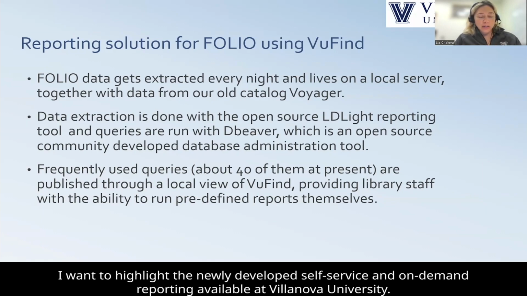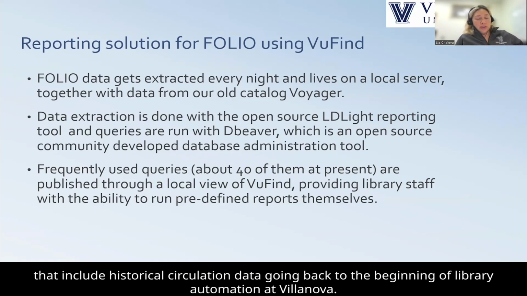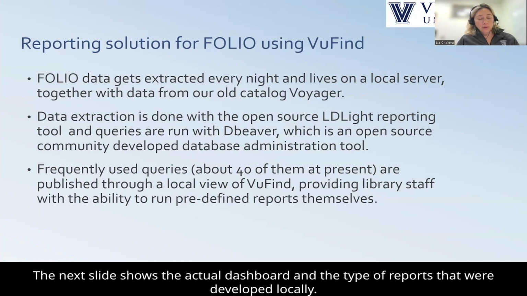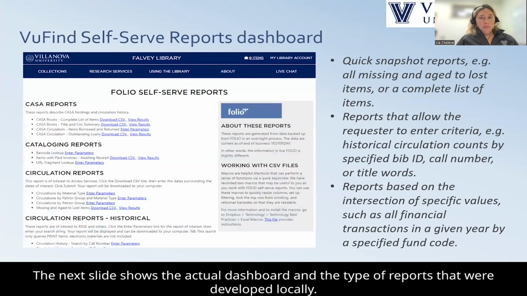I want to highlight the newly developed self-service and on-demand reporting available at Villanova University. As my colleague Susan Turkel aptly says, we're able to produce reports that include historical circulation data going back to the beginning of library automation at Villanova. The next slide shows the actual dashboard and the type of reports that were developed locally.